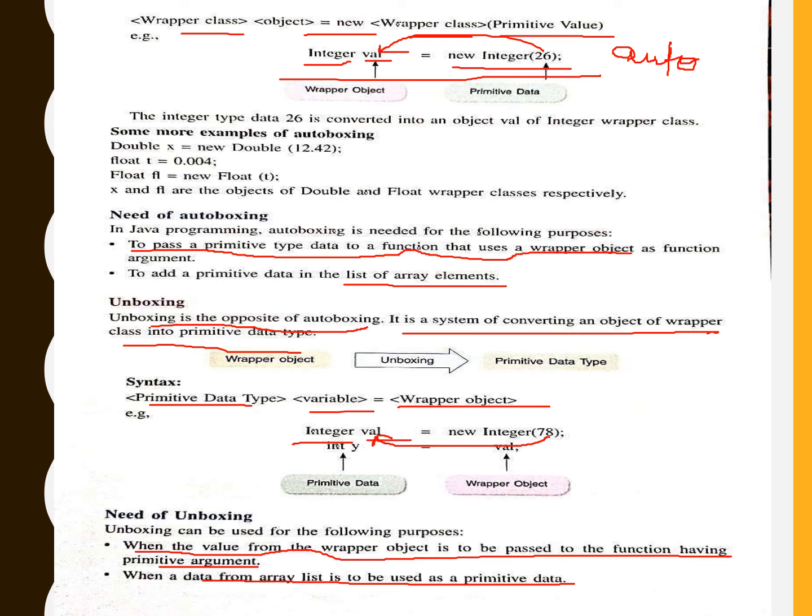So in the wrapper class, two types of processes are there: auto boxing and unboxing. What is the difference? Auto boxing converts the primitive data type into a wrapper class. Unboxing converts the wrapper into a primitive data type. Auto boxing is the reverse process of unboxing, and unboxing is the reverse process of auto boxing.